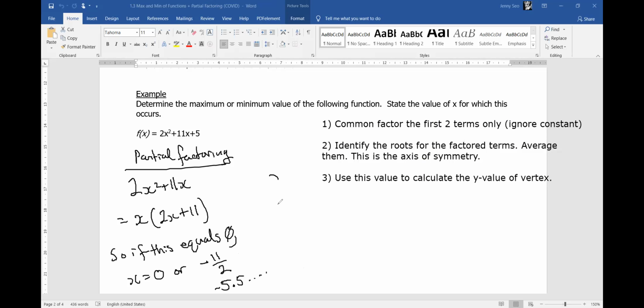Okay, so I got this started for you. If you take the first two terms only, right here, I common factor, taking out just the x, and that got me two numbers that happen to be equal distance from the axis of symmetry. Find that middle. Find the axis of symmetry.